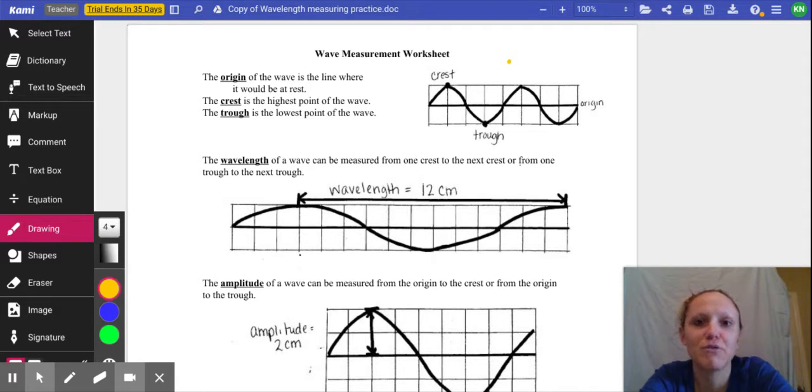I'm going to be going through the answers to your practice worksheet that you needed to complete for today. And so we do have a quiz on Friday, and I just wanted to make sure everyone was feeling really good about all these different terms and then how to calculate different measurements that we take for waves.